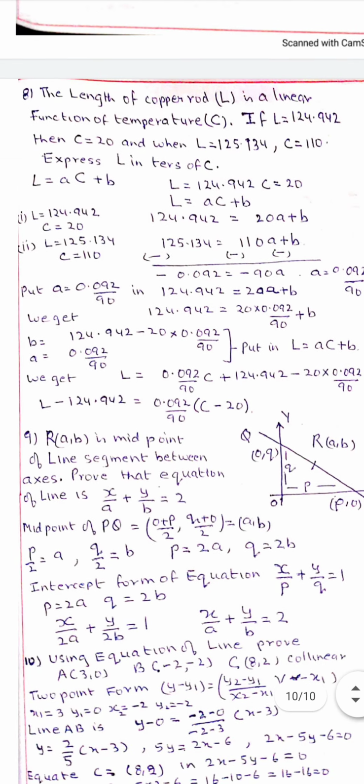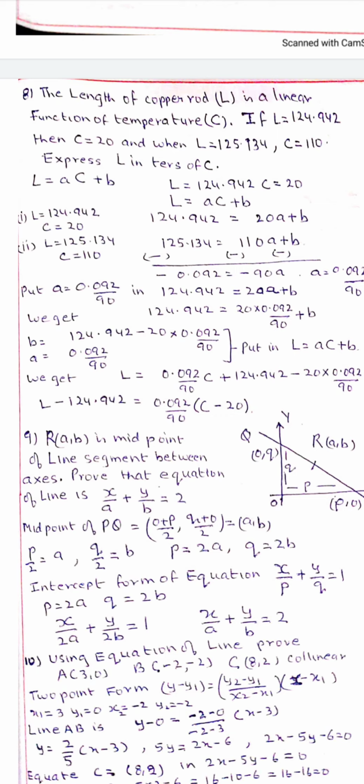Question number 8. The length of a copper rod L is a linear function of temperature C. If L is 124.942, then C is 20. When L is 125.134, C is 110. Express L in terms of C. We get L is equal to AC plus B. So when L is 124.942, C is 20, and L is equal to AC plus B, so 124.942 is 20A plus B.